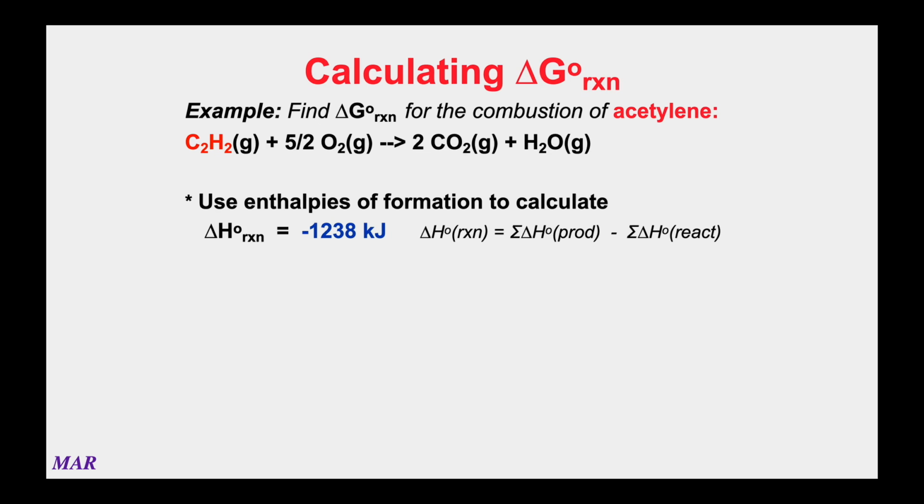So to get that negative 1238 number, and I encourage you to do it, you would take the enthalpy of the products and subtract the enthalpy of the reactants. So for this reaction, you take 2 times CO2 plus water, and all is gases, by the way, minus the enthalpy of C2H2, but you don't really need to find the delta H of O2. Elements in their standard states are zero, so you don't have to worry about that. If you do that, you should get negative 1238 kilojoules per mole. This is a negative delta H, so that means this will be an enthalpy-driven reaction.